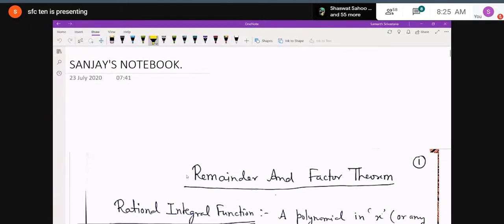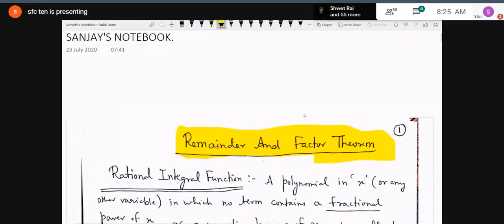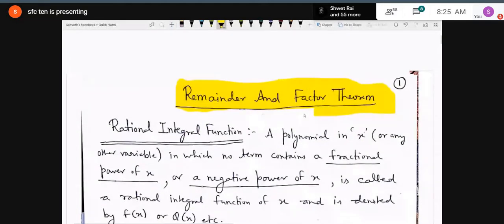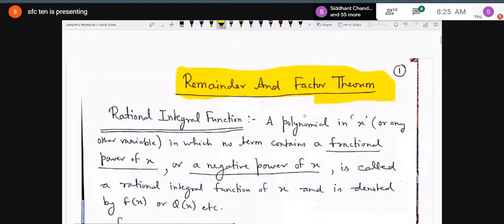Before starting with this topic, remainder and factor theorem, I just want to say that the base of this topic is written in the name of the topic. And before starting, I want to brush up a few concepts like rational integral function, which many of you have forgotten. What is meant by rational integral function? A polynomial in x.